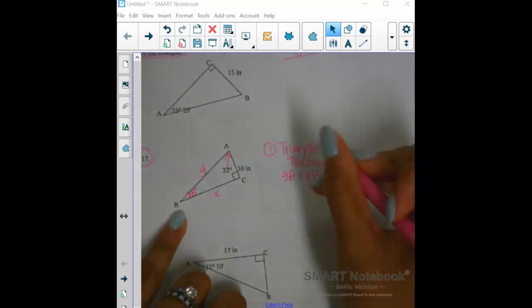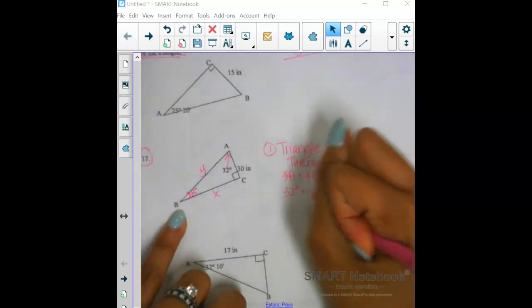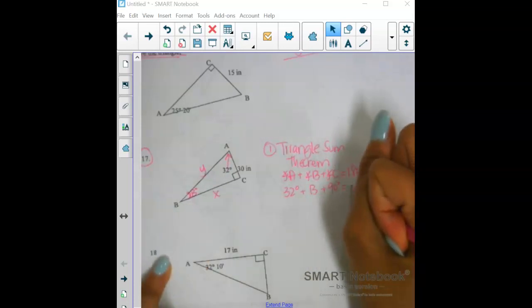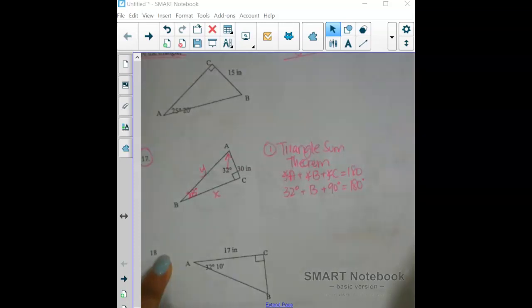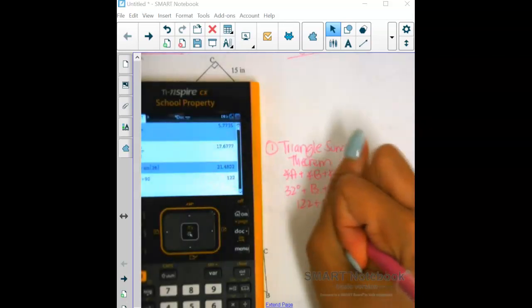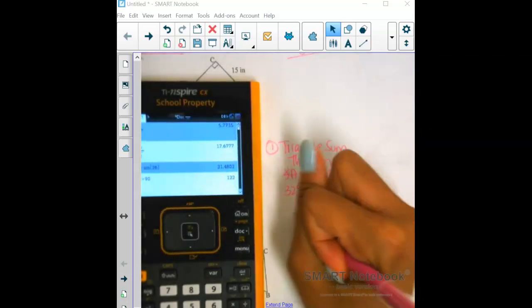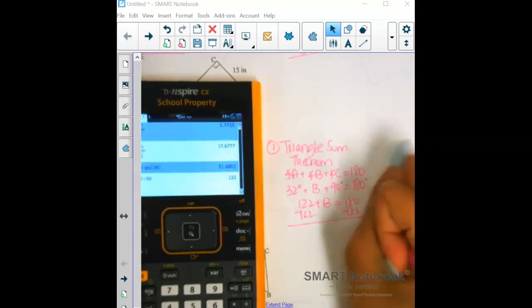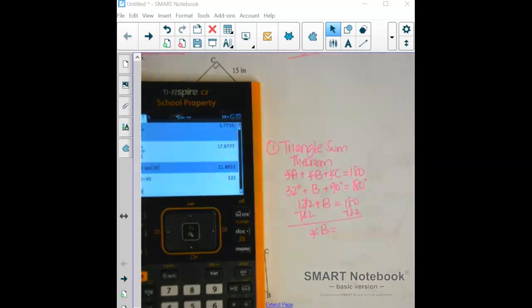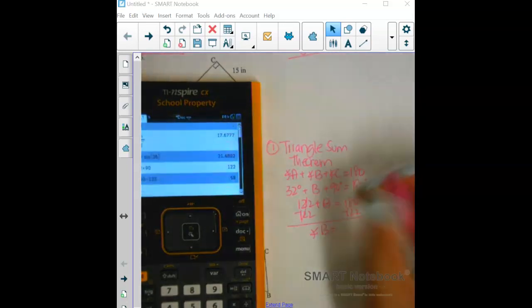So I'm going to add up all of my angles. Angle A is 32 degrees. Angle B is just B. C is 90 degrees, and we're setting that equal to 180. All right, well, let me combine my two sides and then subtract. So we're going to make this 32 plus 90. So that's going to be 122 plus B is going to equal 180, and then I'll subtract 122 on each side. So angle B is going to equal 180 minus 122, which is 58 degrees.